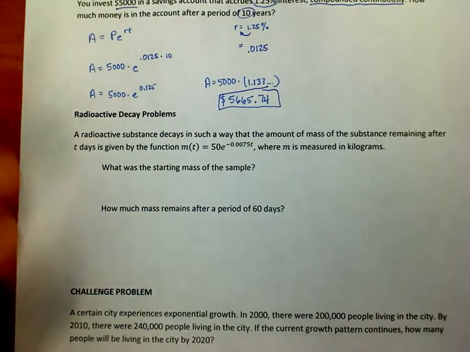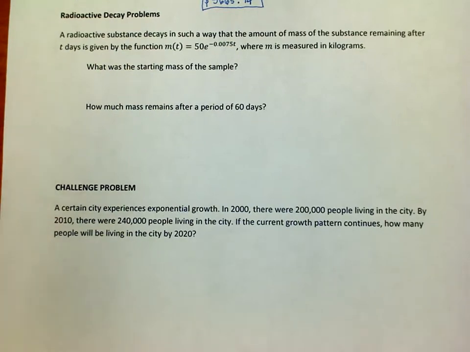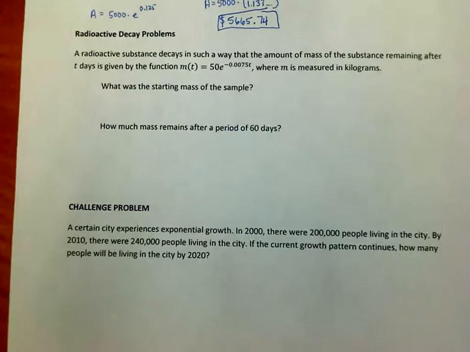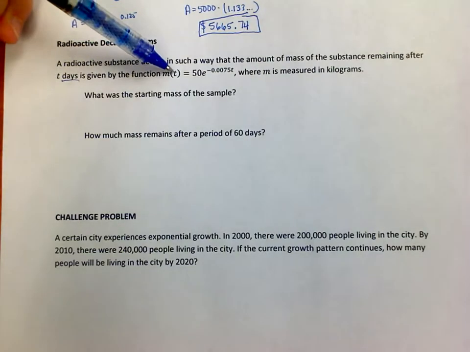Last problem. This isn't a bank account problem, but it's still an exponential problem because you can see I have a variable up here in the exponent. A radioactive substance decays in such a way that the amount of mass of the substance remaining after t days is given by the function m of t.